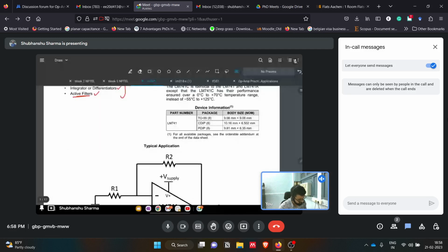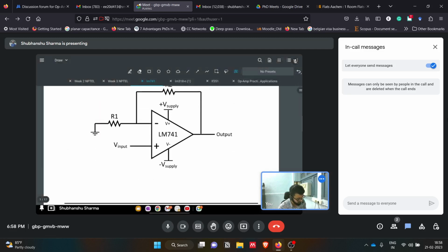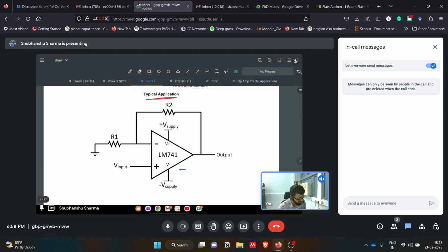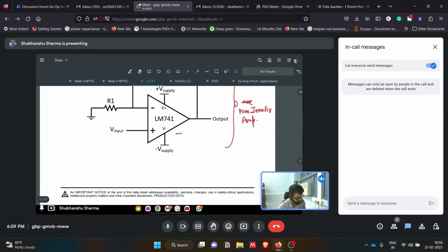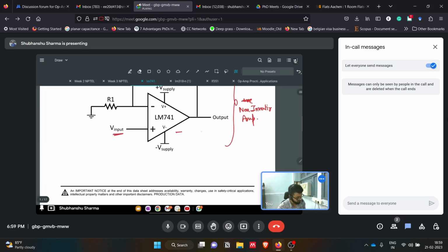Then we saw that this is a typical application of this op amp. It can be used as a non-inverting amplifier. Okay, so this was there. So input is there, so we'll get this.